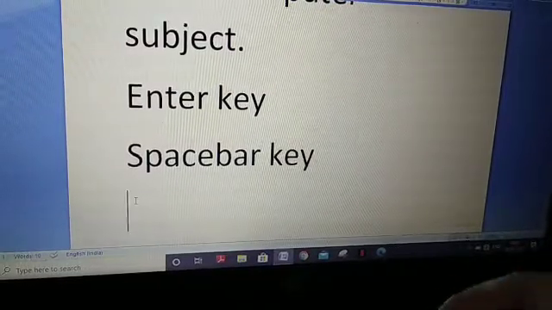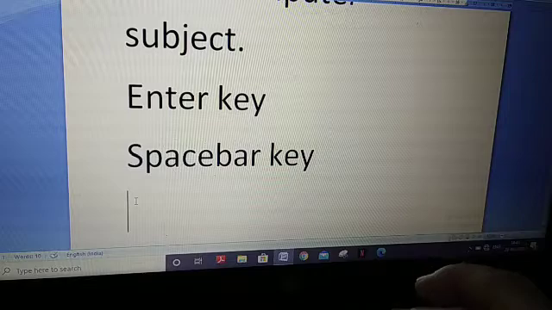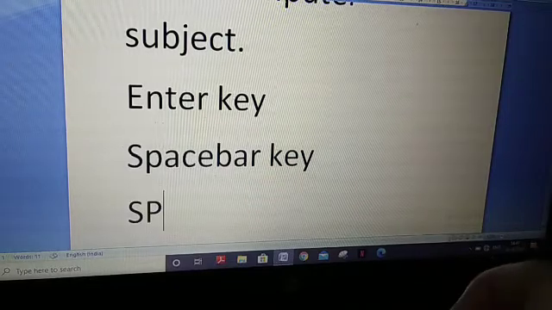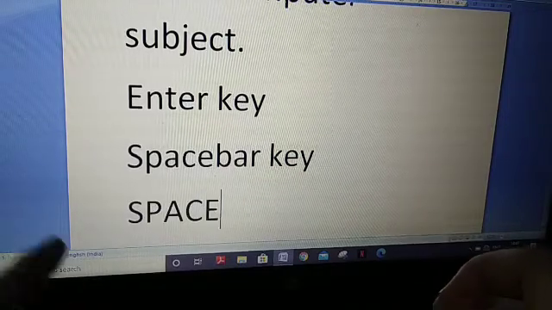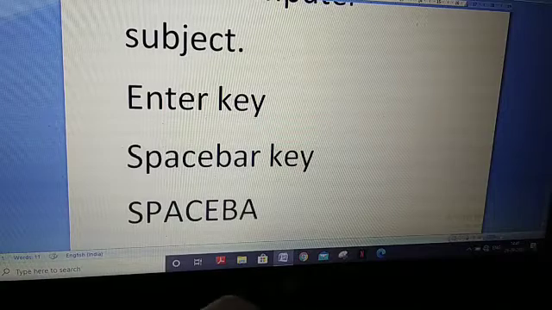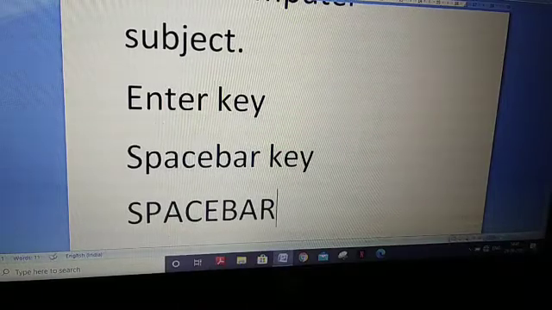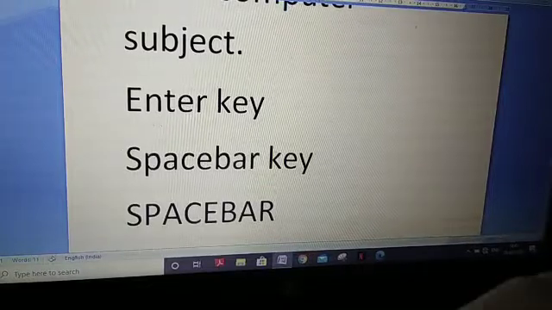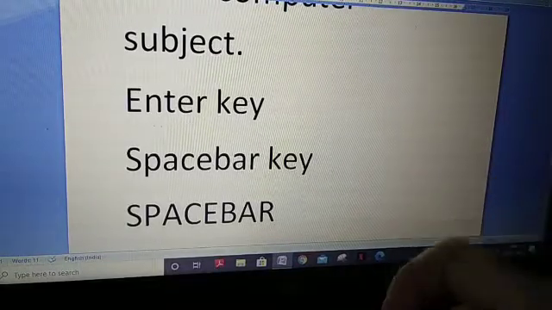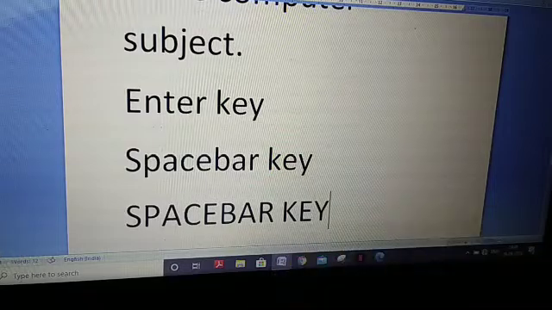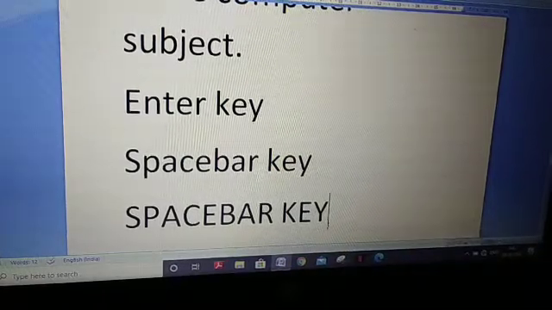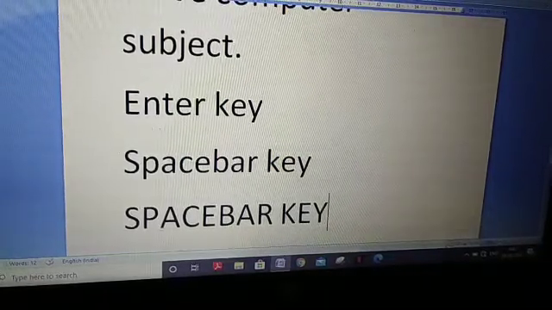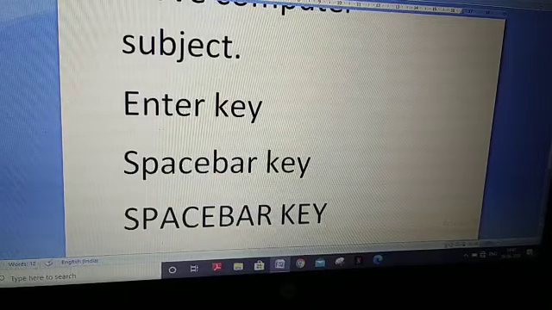Now you see the difference. My caps lock key is on. S P A C E B A R. Now every letter is coming in capital. Space bar to give space. Then K E Y. Okay. So the caps lock key is used to type letters in capital.